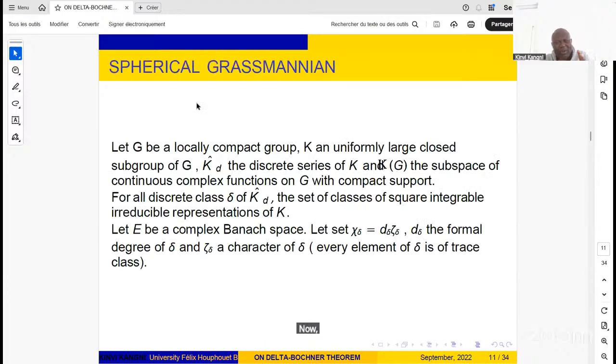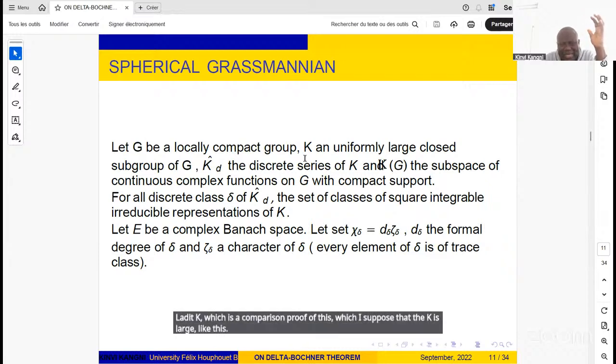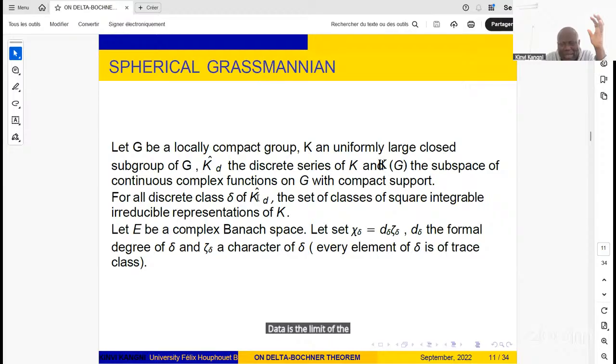Now, what you call the spherical Grassmannian: you have a group G, and K, which is a compact subgroup of it, which I suppose is large like this. Delta is an element of the unitary dual of K. I put the delta like this, something like that.